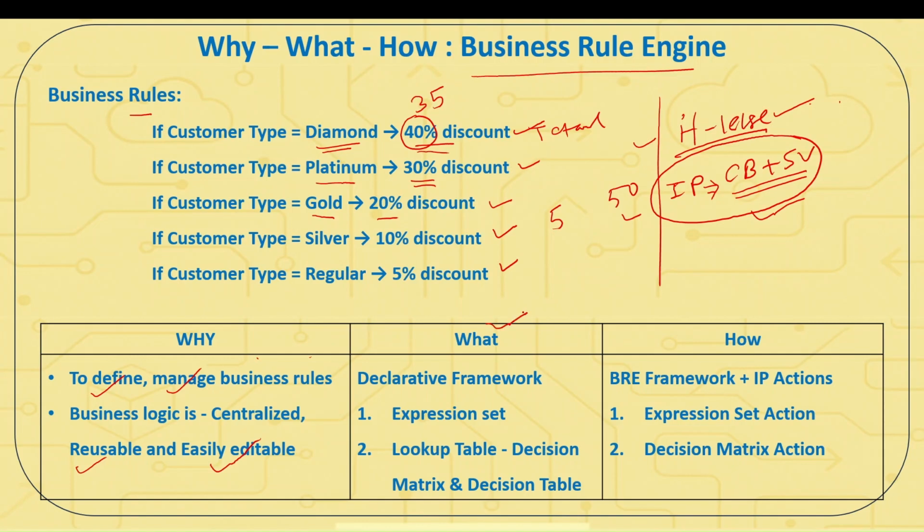What is it? It's a declarative framework as we discussed. It consists of two components, expression set and lookup tables. Lookup tables are nothing but decision matrices or decision tables. How can we implement the use cases using business rule engine? We can use the business rule engine framework plus integration procedure actions like expression set action and decision matrix action. In upcoming videos, we will be doing hands-on sessions on how to implement this business rule engine.